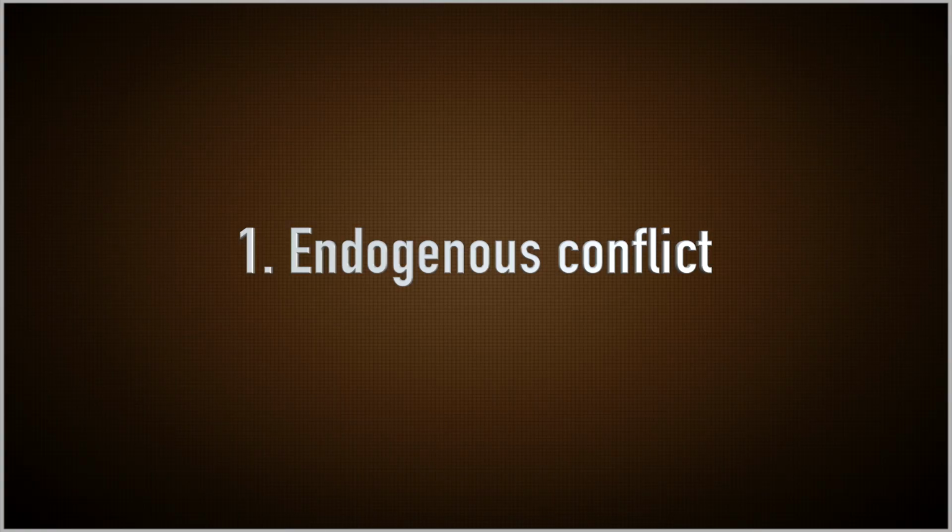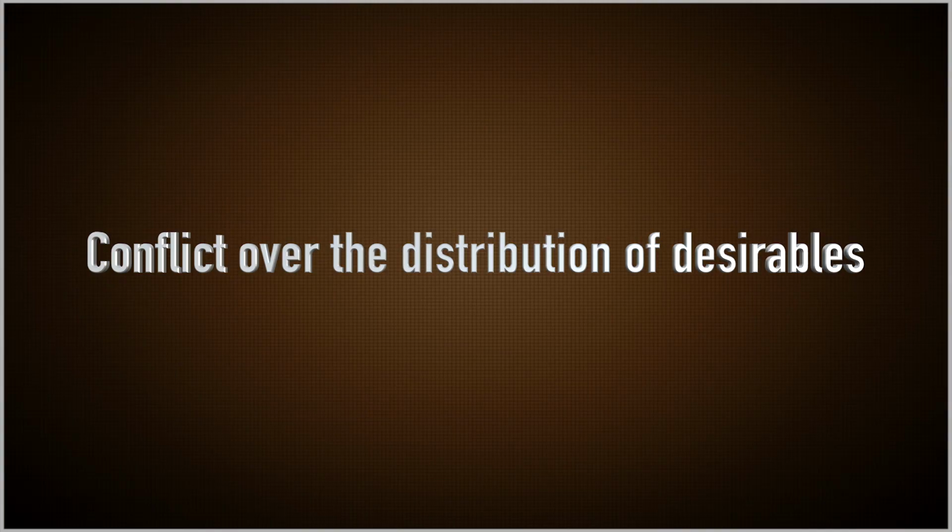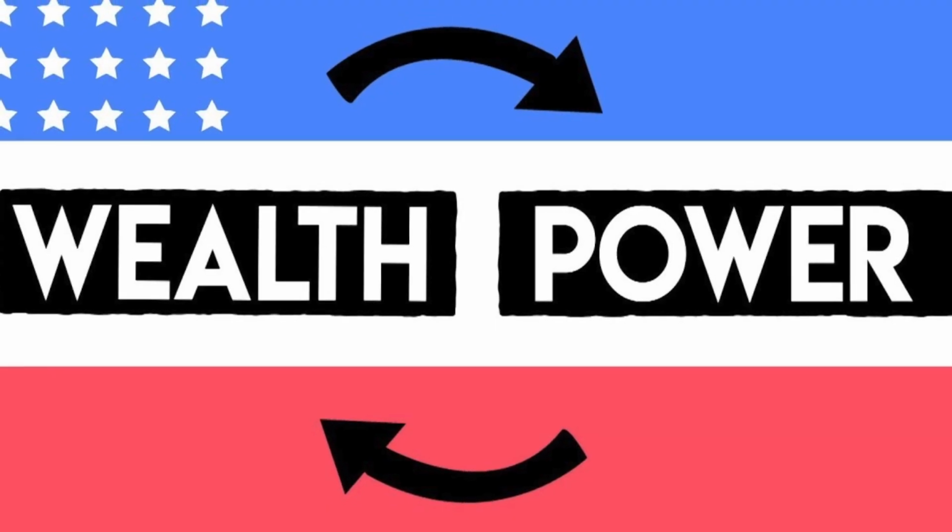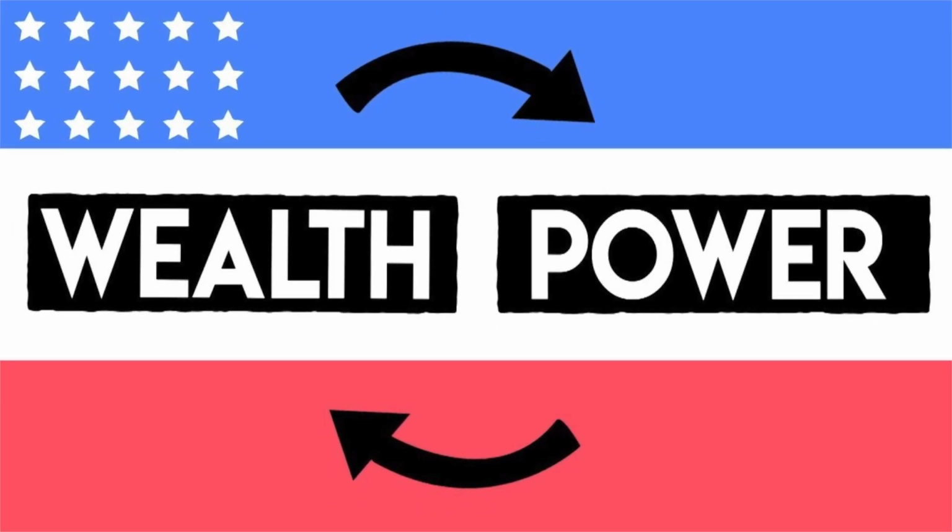Sociologists have identified two broad types of conflict. The first one is the endogenous conflict. These are sources of change from within society and indicate the most common area of conflict, which may be analytically distinguished as conflict over the distribution of desirables, which means one of the primary sources of societal conflict is the differential distribution of rewards such as wealth, power and prestige within the given society.